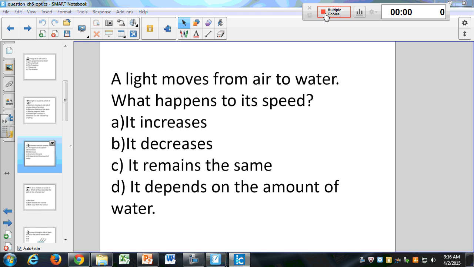A light moves from air to water. What happens to its speed? It moves from air to water. What happens to its speed? Does it increase, decrease, remain the same, or does it depend upon the amount of water that it moves into?